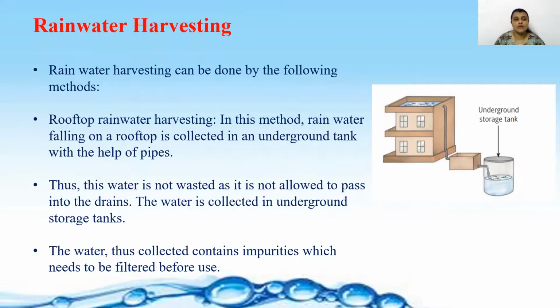Rainwater harvesting can be done by the following methods. Rooftop rainwater harvesting. In this method, rainwater falling on a rooftop is collected in an underground tank with the help of pipes. Thus, this water is not wasted as it is not allowed to pass into the drains. The water is collected underground, in storage tanks. The water thus collected contains impurities which need to be filtered before use. You can filter it and then use it further.